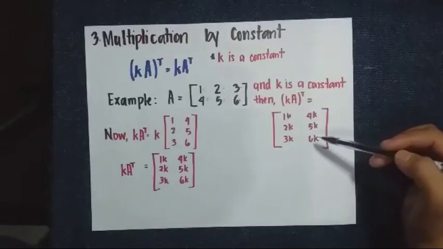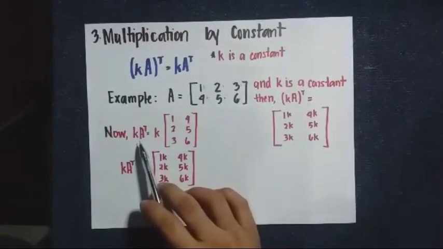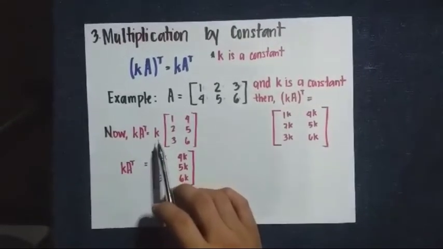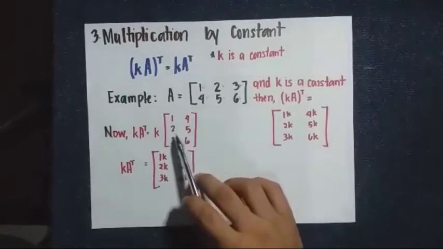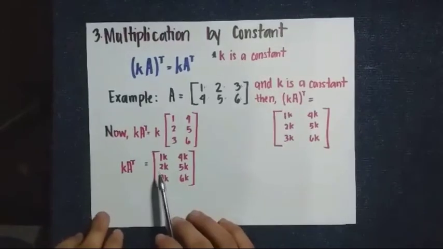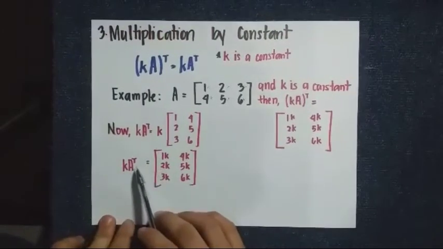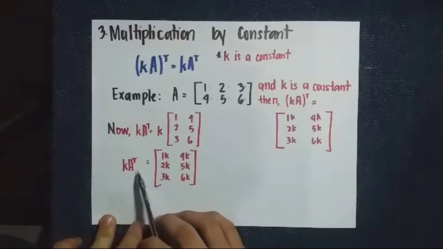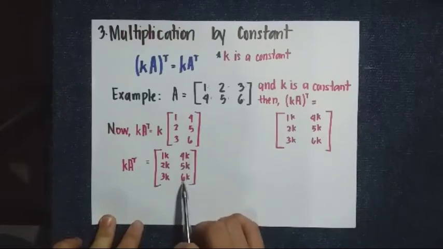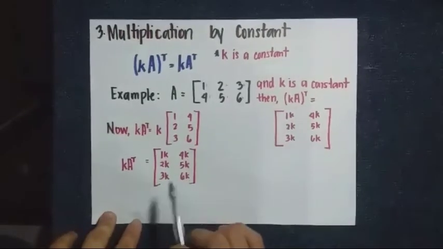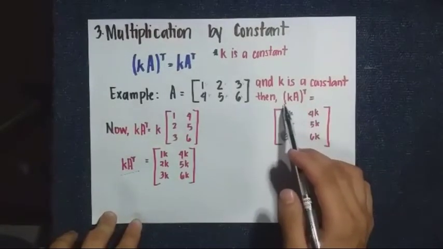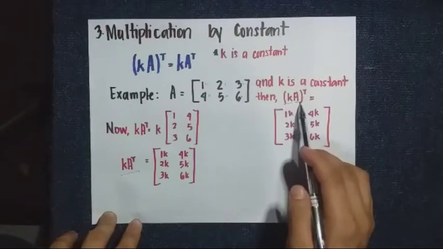Now, the transpose of A times K is equal to K and the matrix 1, 2, 3, 4, 5, and 6. So the product will be equal to 1K, 2K, 3K, 4K, 5K, and 6K. Therefore, we conclude that the transpose of K times A is equal to K times the transpose of A.